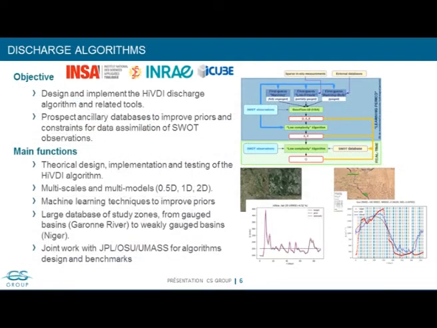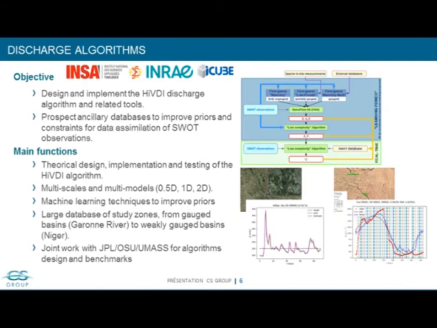To continue, I'd like to introduce two other activities that focus on the generation of level 2 products for inland water bodies. The first activity focuses on discharge algorithm. There are two objectives of this activity. First objective is to help research teams to design and implement the IVGI discharge algorithm and related tools. And the second objective is to prospect ancillary databases to improve priors and constraints for data assimilation of SWOT observation.